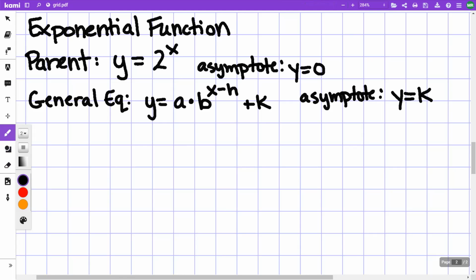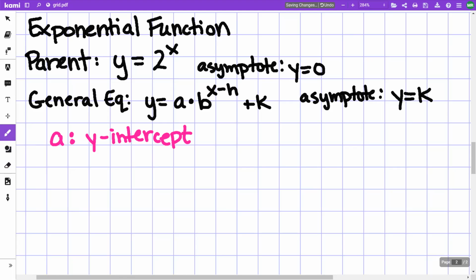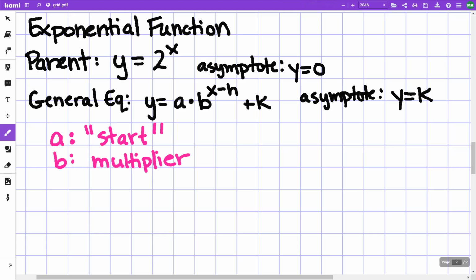Now, in this case, when we're talking about our a, it's still what we consider a stretch. But this a is going to be our y-intercept. Maybe I shouldn't say y-intercept, because we're going to be shifting this. It's going to be our start, and I'm putting it in quotes. Our b is going to be what we call our multiplier. It's what we're multiplying by.